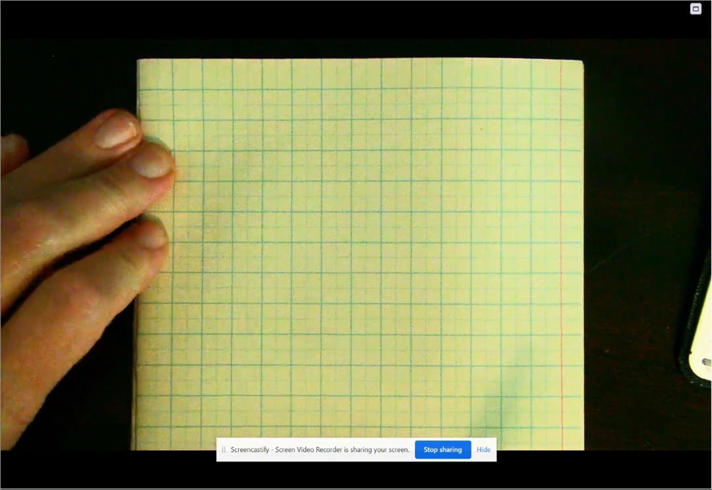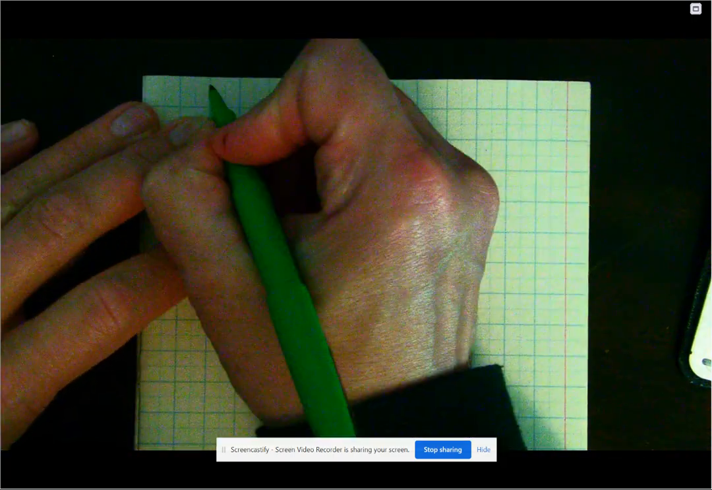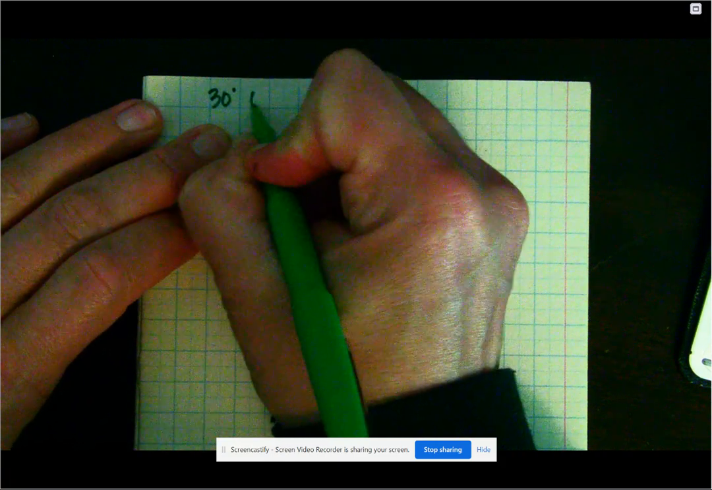I'm here to talk about special right triangles and how we're going to use them when we develop the unit circle and finding exact values for sine and cosine. So if you remember from Miss Moret's notes, or maybe even from geometry, some special right triangles we've talked about are the 30, 60, 90 triangles.